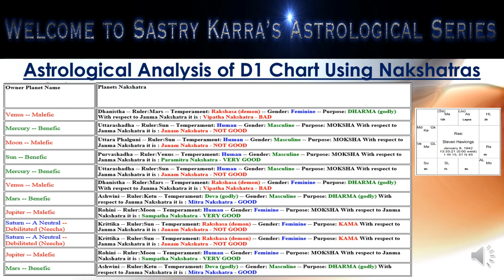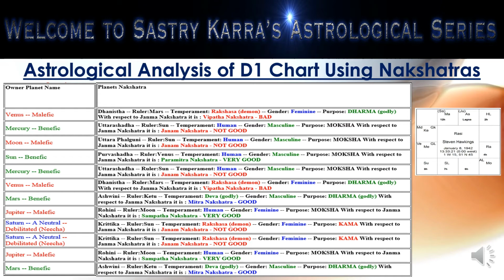Then comes the very good. The general moderate good is Mars. Mars is residing in Mitratara with respect to Janma Nakshatra, so that's moderate. And then the very good that you can see here is only Sun in Purvashada. Sun and Jupiter, both of these planets are residing in a very good nakshatra with respect to Janma Nakshatra.